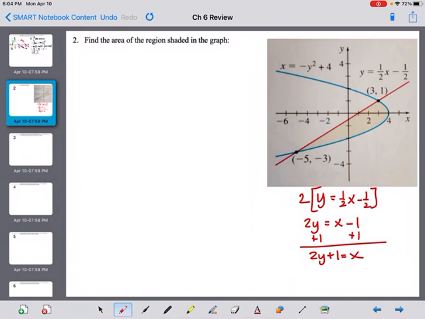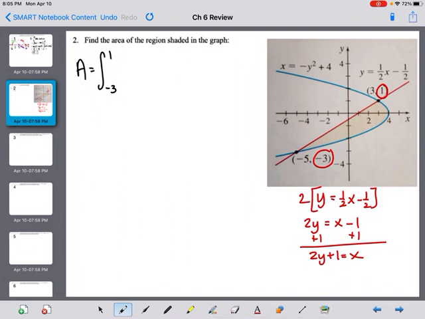And we know that when we are integrating with respect to y, it's always going to be the right function minus the left function. Okay, and then our limits of integration obviously are going to be our y values of our points of intersection. So if I set up my area integral, it is going to be equal to, my limits of integration will be from -3 to +1. And then again, it's going to be the function on the right minus the function on the left.